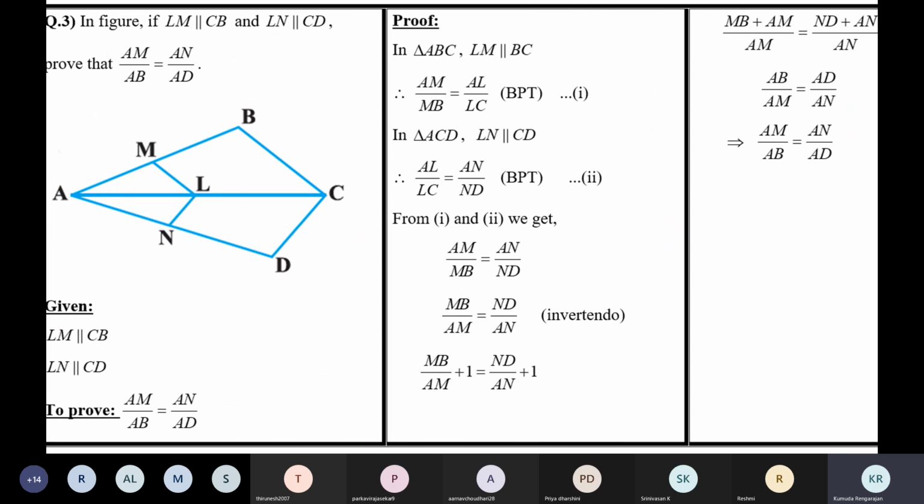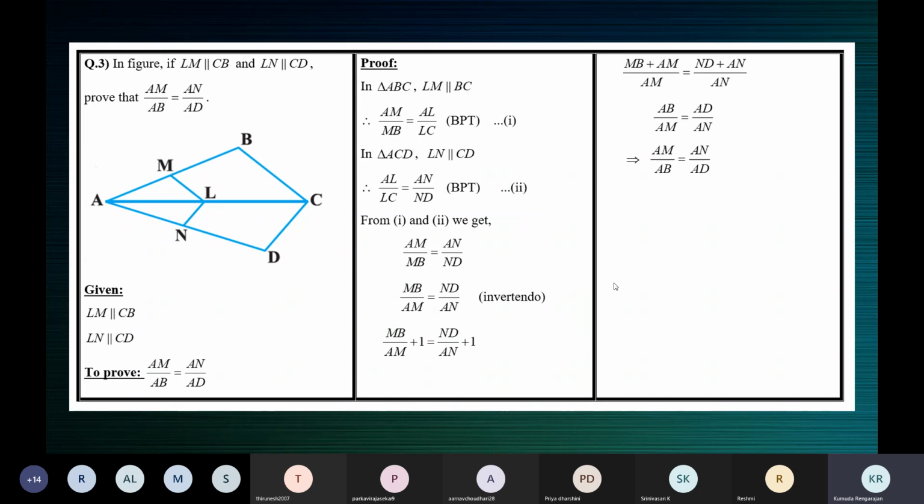Again, you check what you have got and what is to be proved. So when you check, what happens? When you check this one with this one, you see that you've got it, but it's inverted. So take reciprocals on both the sides because this is what you need to get. So taking reciprocals on both the sides, AM by AB is equal to AN by AD.